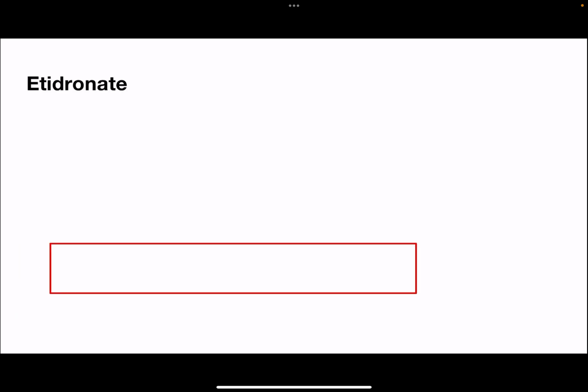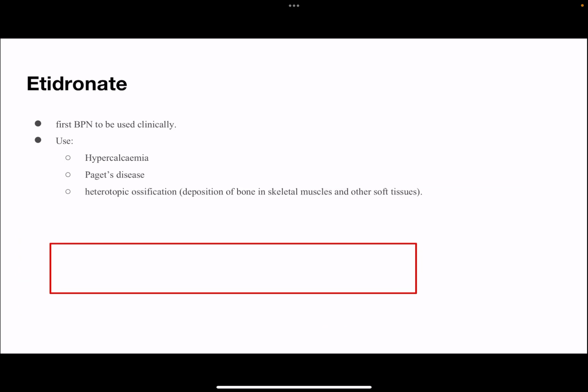Coming to etidronate in general, etidronate is the first bisphosphonate which was used clinically, and it was given orally for treating hypercalcemia, Paget's disease and the hypertrophic ossification, which occurs in the skeletal muscles and the soft tissues.